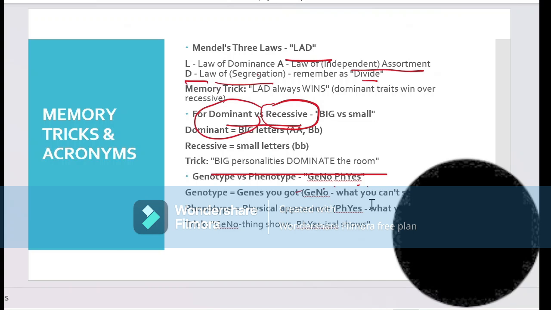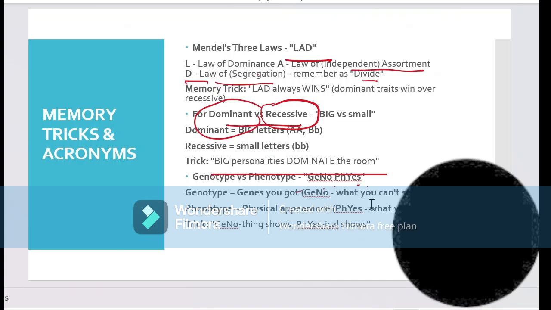Okay? LAD always wins. तो इसका मतलब dominant will win over the recessive ones. ठीक है, dominant को हम capital letter से denote करते हैं और recessive genes को हम small letter से denote करते हैं, है ना? Okay, another trick. Big personalities dominate the room. तो इसका मतलब big personalities यानी कि big alphabets will dominate. तो big characteristics will be dominating.